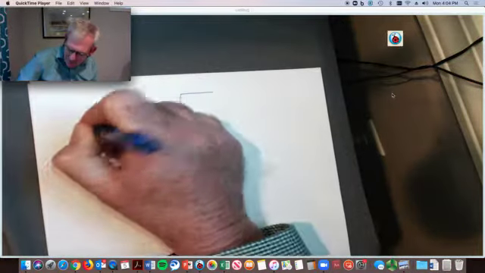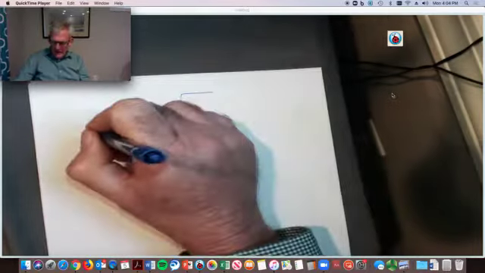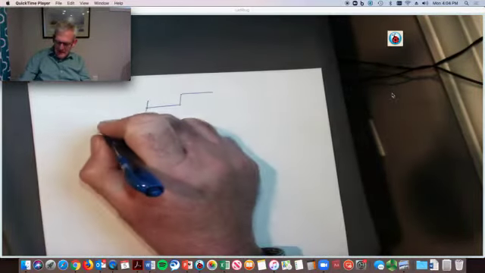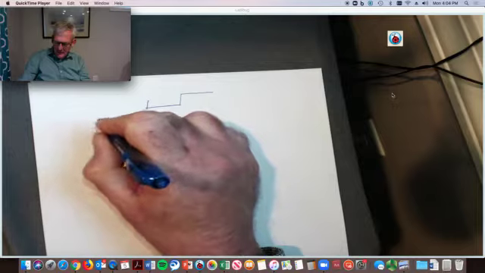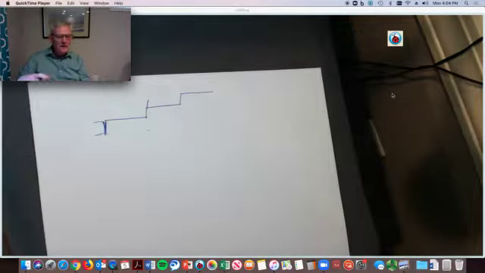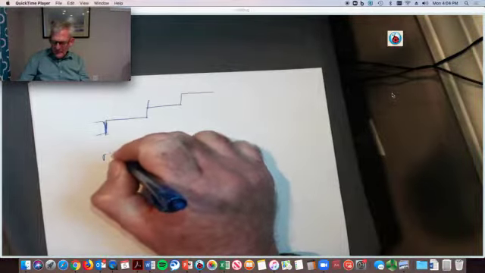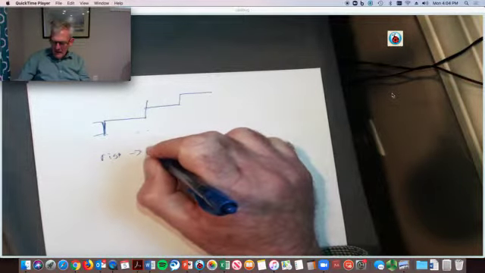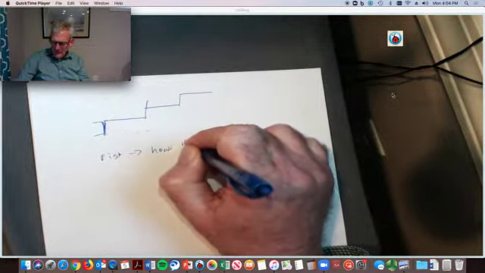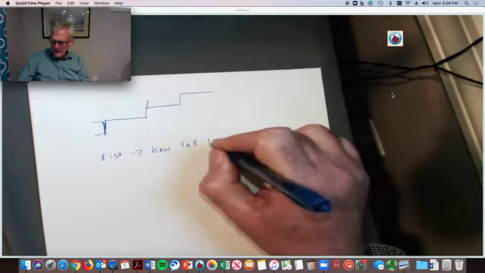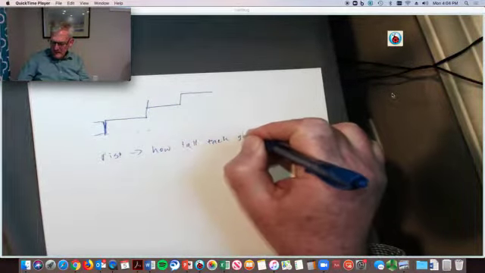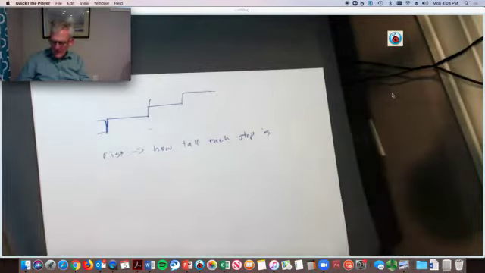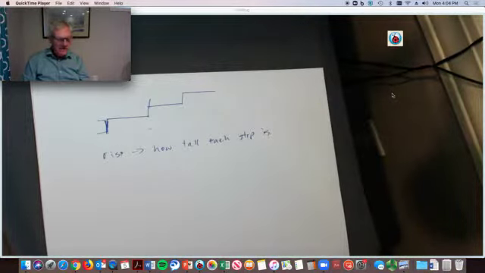All right, so here's the rise. You just take a ruler and you measure here's the rise part. Just measure how tall the stairs are. Rise means how tall each step is.